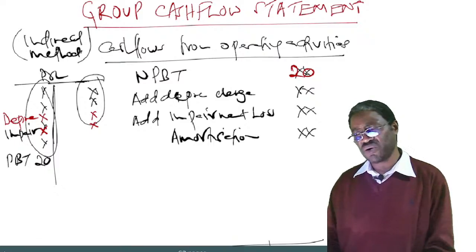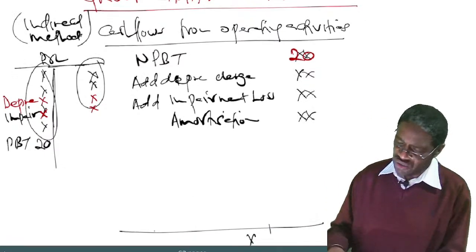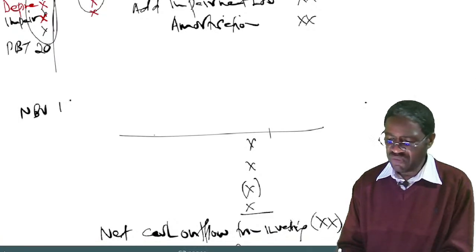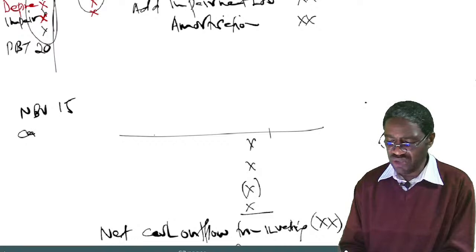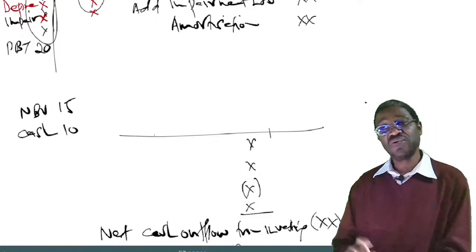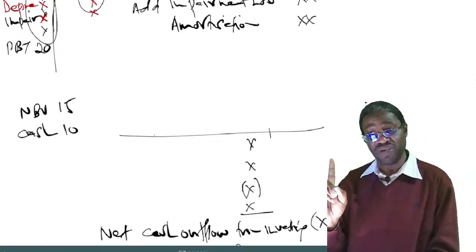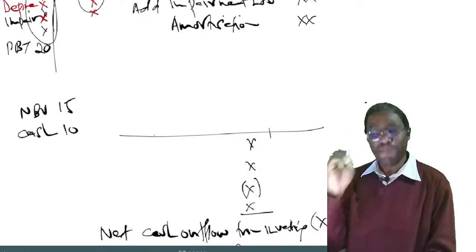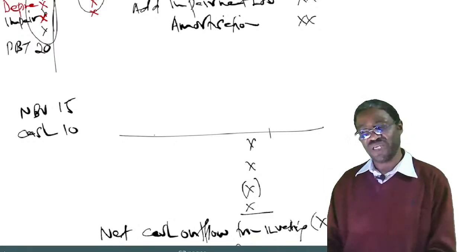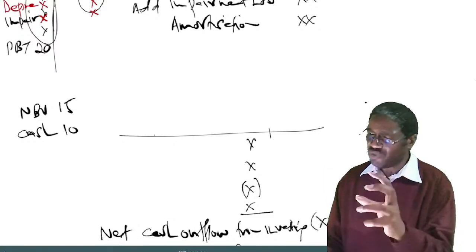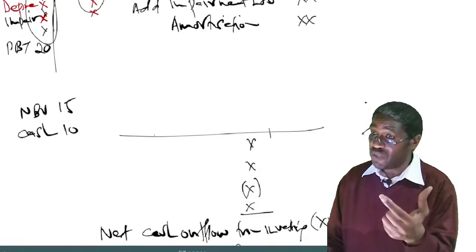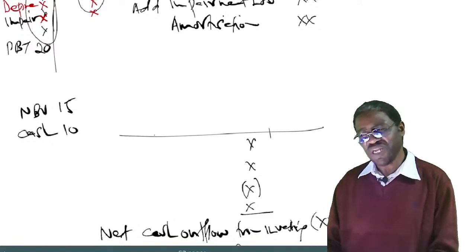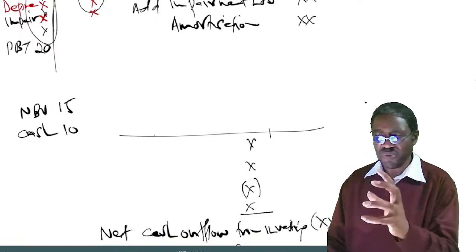sold that motor vehicle, which had a net book value of 15 million, and you sold it for cash of 10 million, then you made a loss of 5 million. That loss of 5 million, you took it to the P&L account. But the question is, did you pay that 5 million? No. It's just a bookkeeping entry.